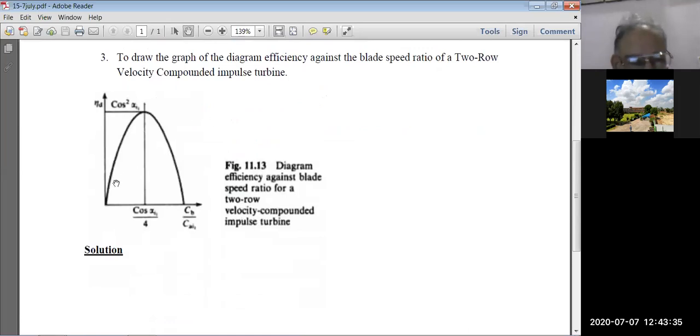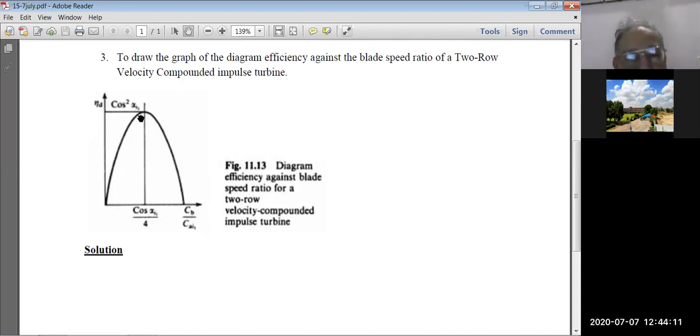This type of diagram you have seen for the simple impulse turbine also, but these values were different. Here it was cos alpha by 2, here it is cos alpha by 4. What is this? This is the value of Cb upon Ci, the optimum value of Cb upon Ci. If you run a steam turbine or Curtis turbine with 2-row velocity compounded wheels, then you need to keep Cb upon Ci equal to cos alpha I1 divided by 4.